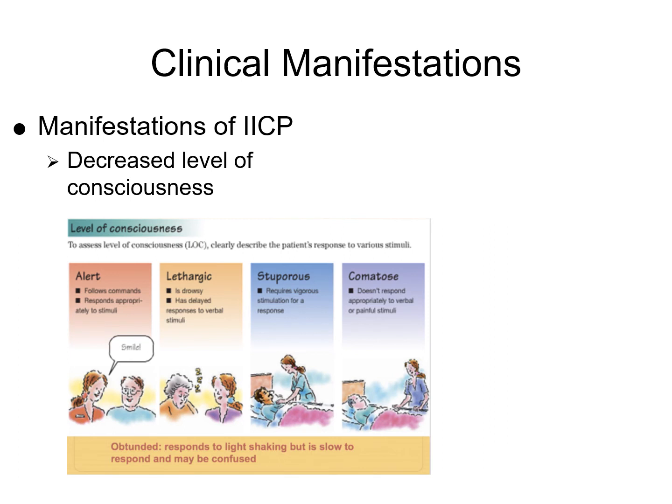So here we have a review of changes in level of consciousness. Remember, these are subtle changes and take skill to pick up on. We go from an alert state where the patient is able to follow commands and respond appropriately to stimuli, to lethargic, which is like drowsy, with a delayed response to verbal stimuli. This is followed by a stuporous state, and then finally a comatose state in which the patient doesn't respond appropriately to verbal or painful stimuli. And then we also have to review the term obtunded. Obtunded means that the patient responds to light shaking, but is slow to respond and may be confused.